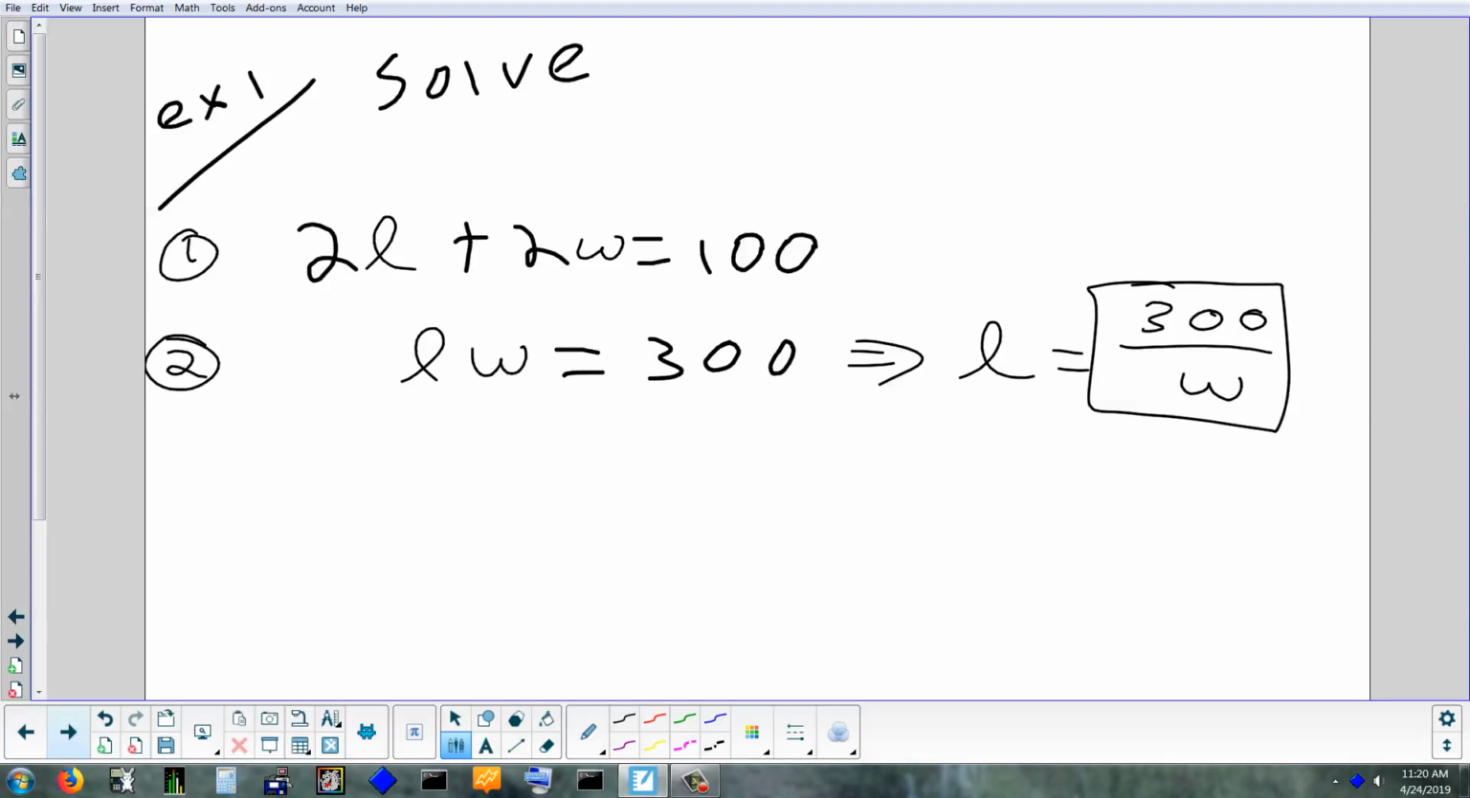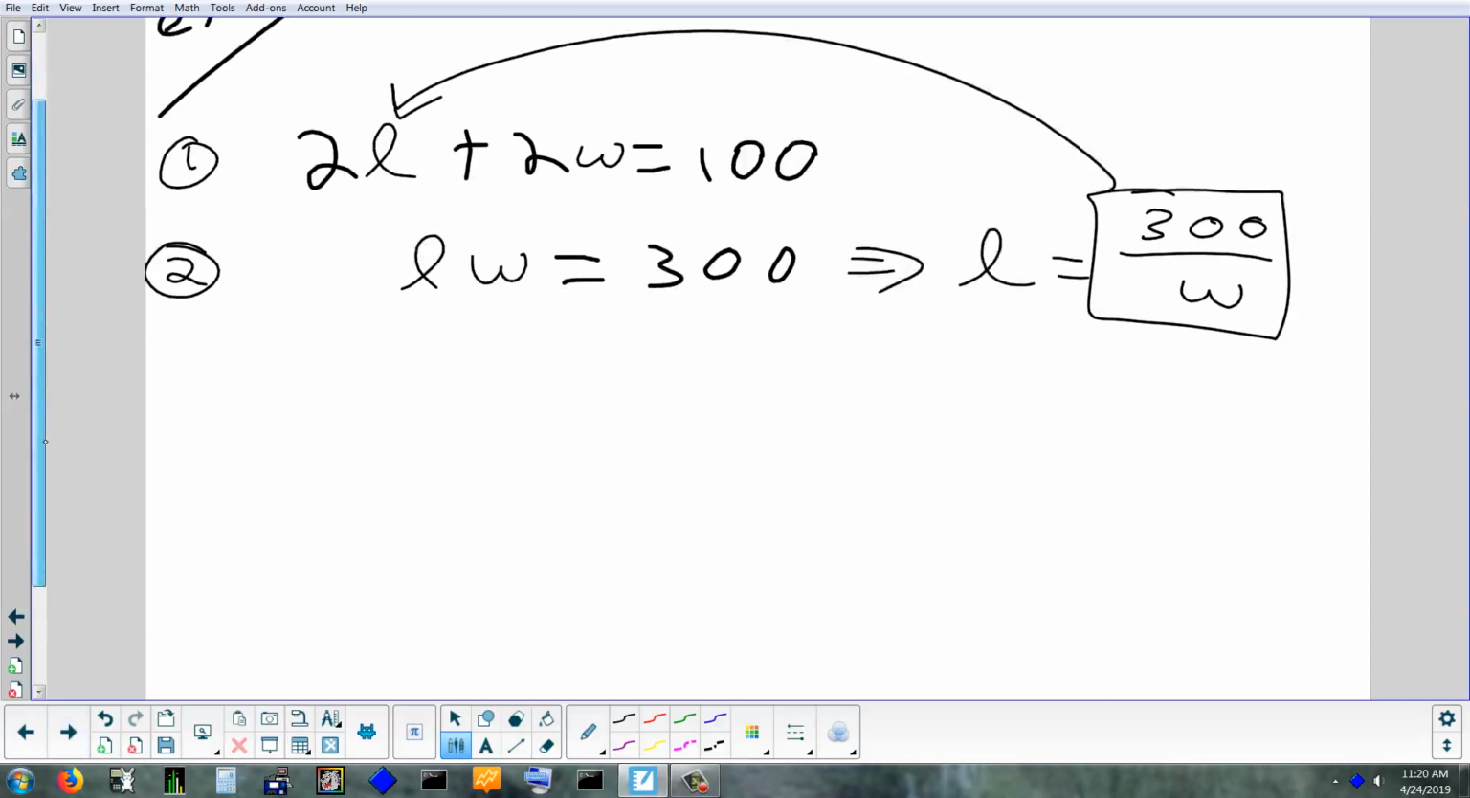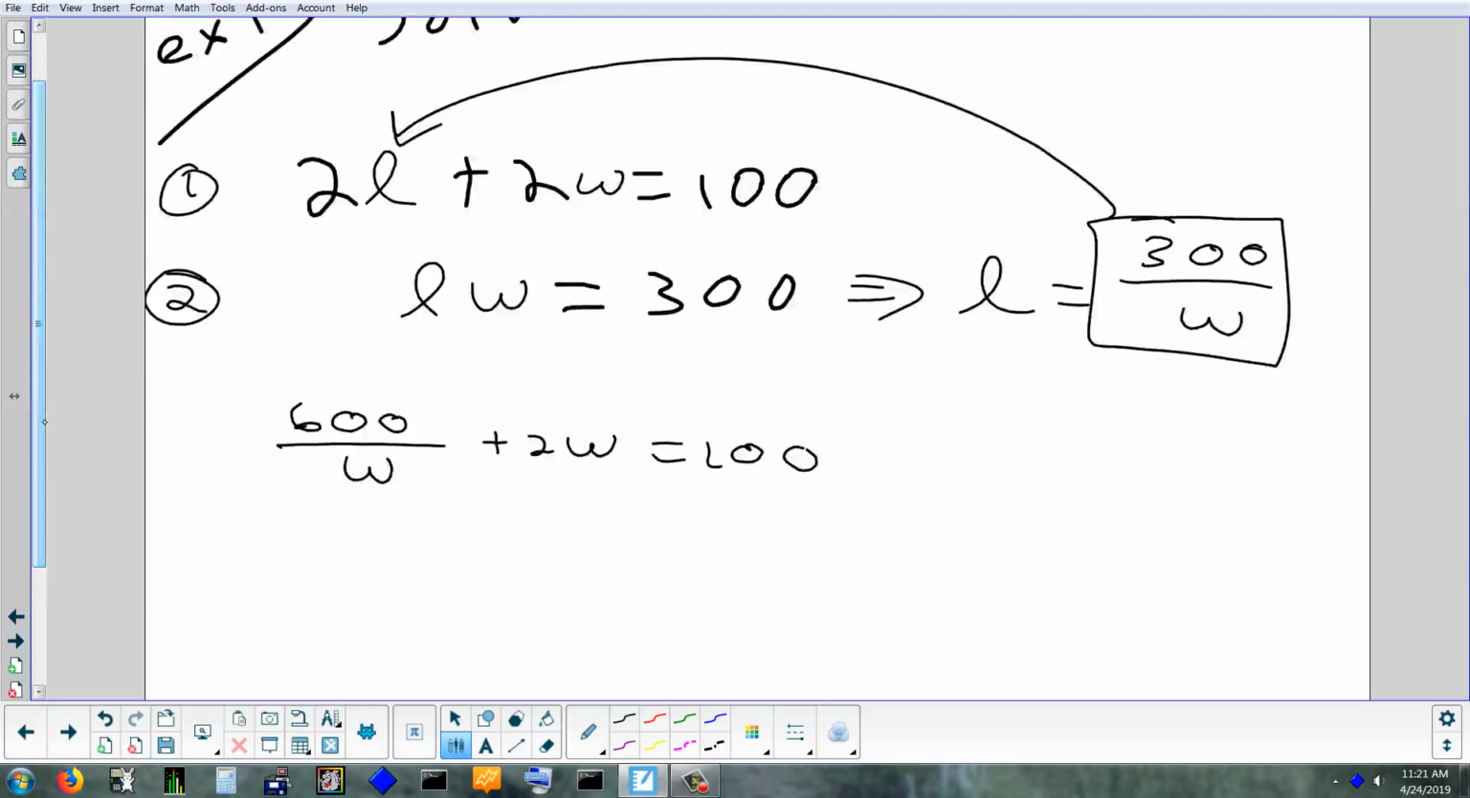Okay. So now I've got a formula for L, and once I know W, all I got to do is plug it into this formula, and it'll give me L. Now, what do I do with the 300 divided by W? Yep. Put it in the other equation for L. Okay, so we're going to have 600 over W when I multiply the 2 out. You can think of it as 2 over 1 if you want. So multiply that out. 600 over W plus 2W equals 100. Okay, what would I do next there?